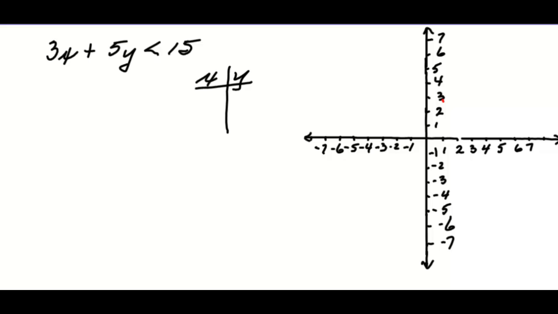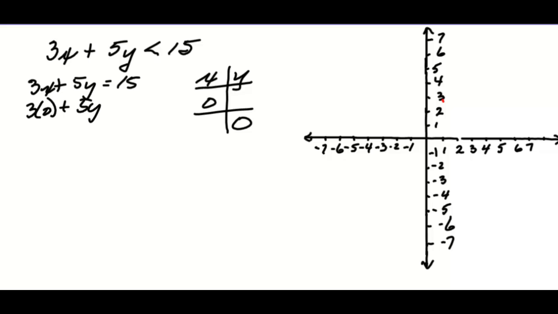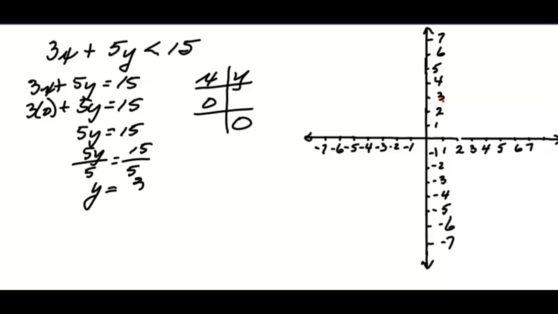X, y. If x is 0, then y is equal... Okay, 3x plus 5y equals 15. If x is 0, 3 times 0 plus 5y equals 15. 5y equals 15. 5y over 5 equals 15 over 5. And therefore, y is equal to 3.